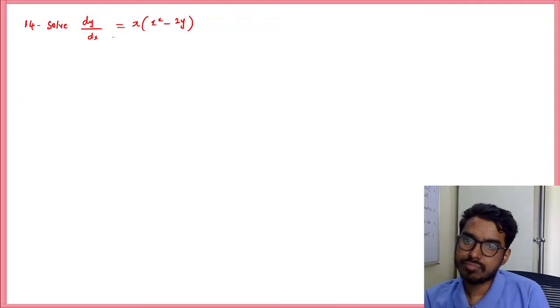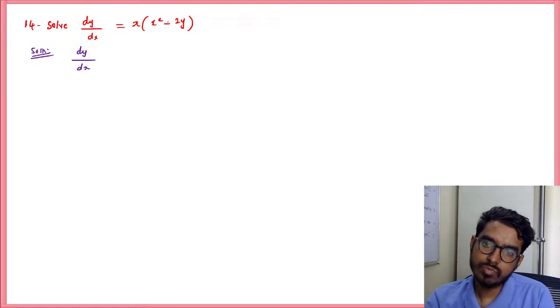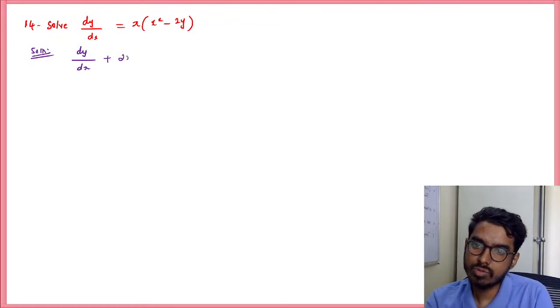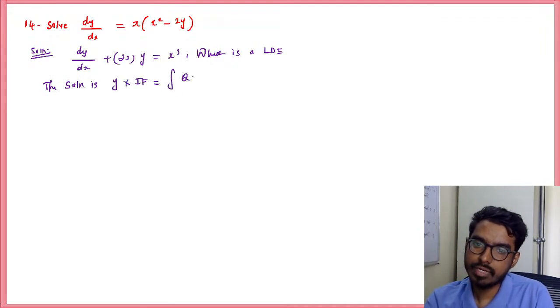Okay. So we have to just multiply x inside, so that this will be dy by dx. To multiply this, we will have minus 2xy. So bring that to this side. So dy by dx plus 2x into y is equal to x cube, which is a linear differential equation. The solution is given by y into integrating factor is equal to integration of q into integrating factor dx plus c.